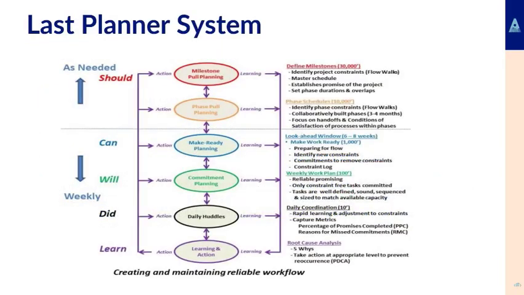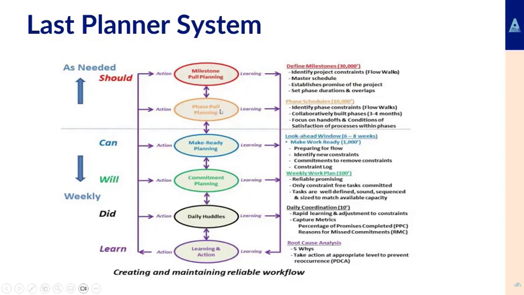So this slide is very important. It sets out the Last Planner process. On the right hand side we have should, can, will, did and learn. So these are the steps going from very high level planning. And then if you look at the middle section, which has the bubbles, we have milestone pull planning, so it's pull on the work.